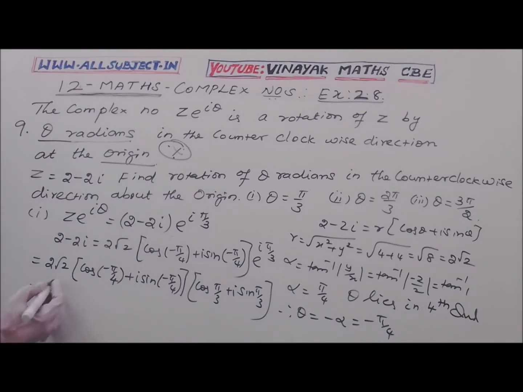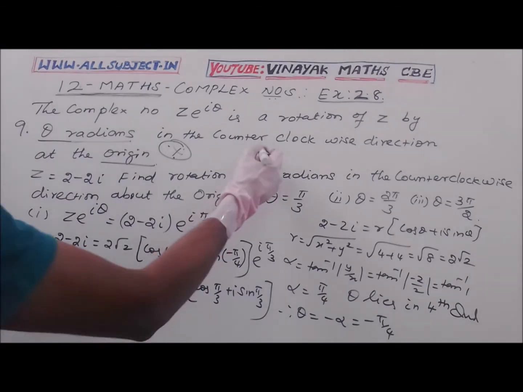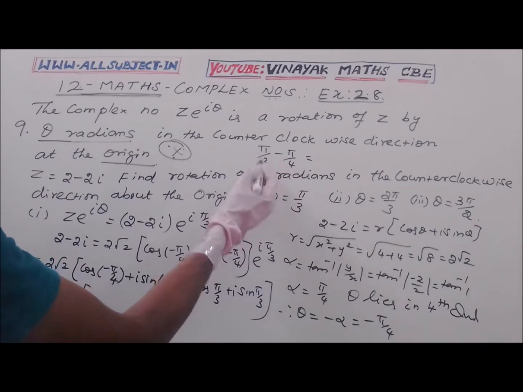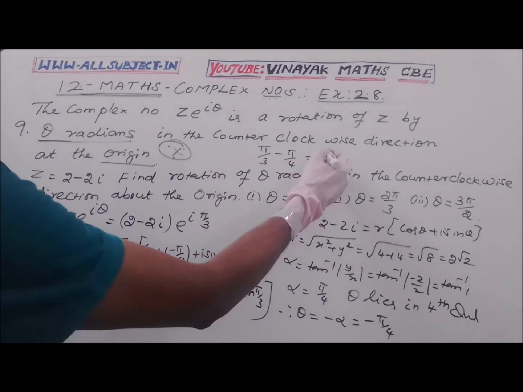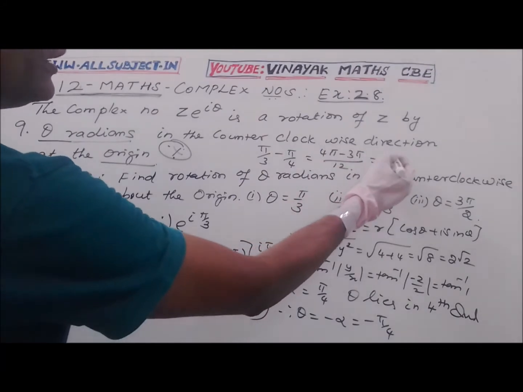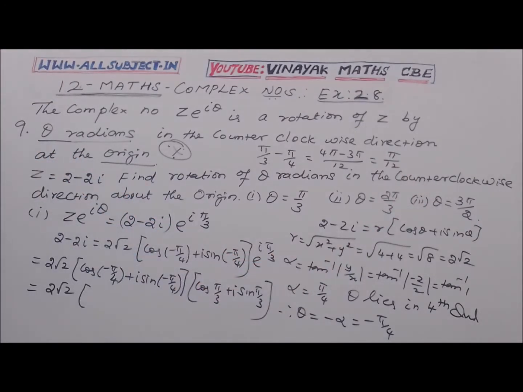Now simplifying this, 2 root 2 into, now adding the values pi by 3 minus pi by 4. When we multiply, the argument will be added. So pi by 3 minus pi by 4 equal to 4 pi minus 3 pi by 12, that is equal to pi by 12.